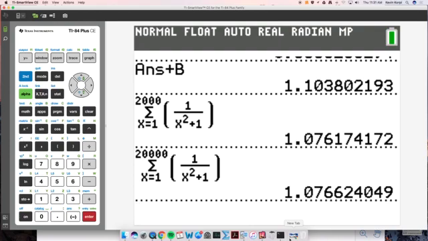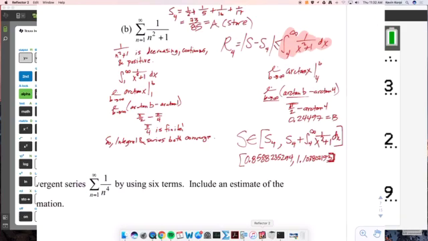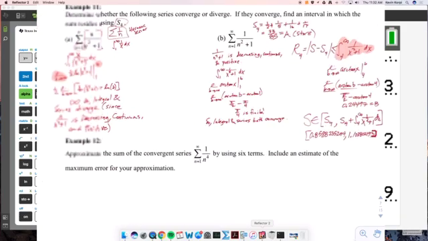1.076. We are pretty confident then to at least the third decimal place that the sum is 1.076. And notice 1.076 happens to live in our interval. So short of getting an actual sum, finding an interval in which it lives is pretty good. All right, we'll stop there and pick up tomorrow with example 12.